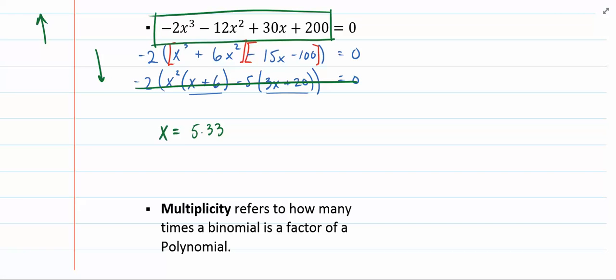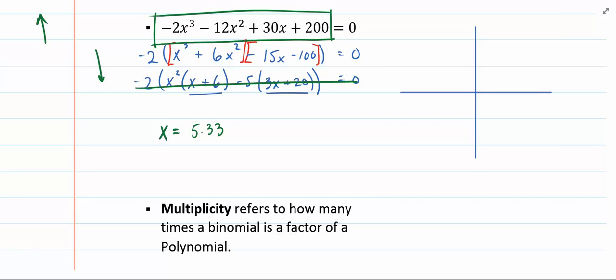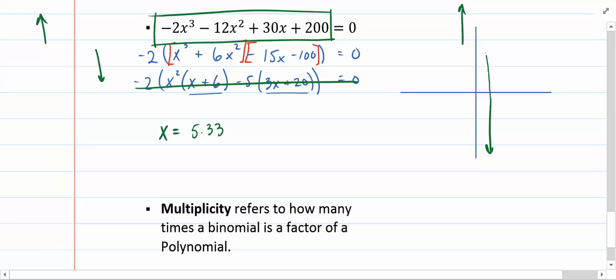5.33. And for a sketch of this graph, well, we saw that it shared the same end behavior that we expected. It pointed up and to the left, down and to the right. We had an interesting curve up here on the x-axis, but we had the single zero here at 5.33.